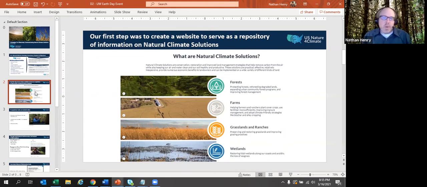So I'm going to spare you reading the definition here, but essentially what natural climate solutions are land management strategies that you undertake on forests, farms, grasslands, and ranches and wetlands that sequester carbon and have numerous other benefits as well, socioeconomic benefits and other environmental co-benefits.